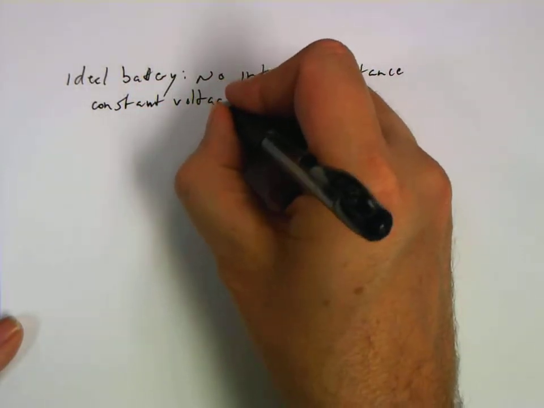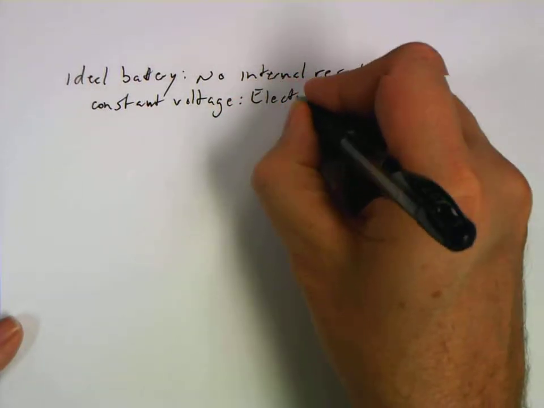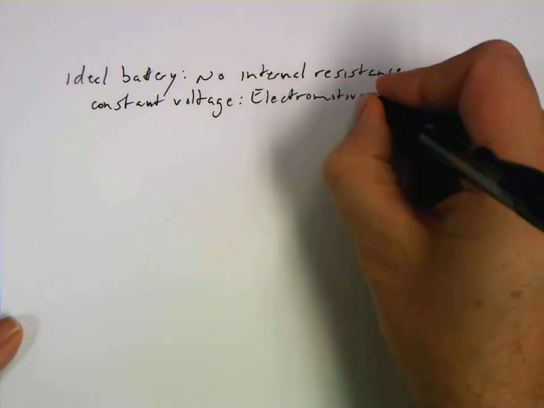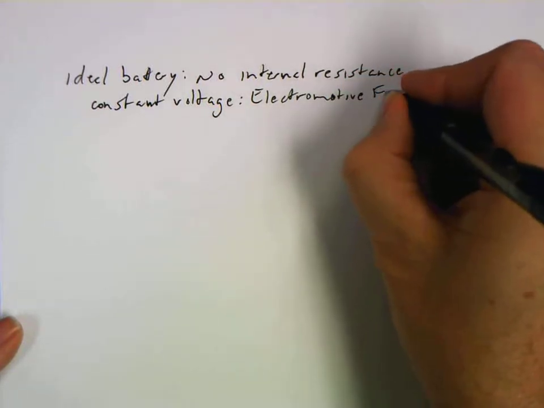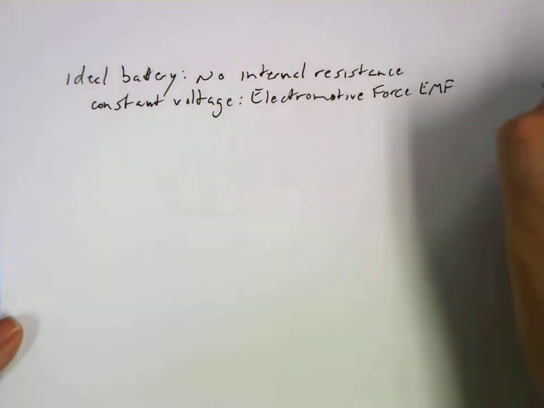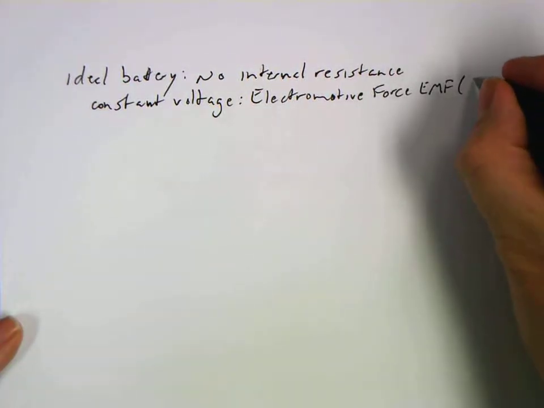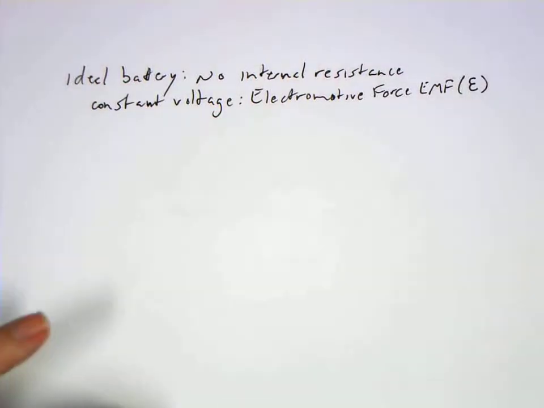Constant voltage, which we call an electromotive force. Now, electromotive force, sometimes abbreviated EMF, or as we symbolize it with just an epsilon, an electromotive force is what is pushing your electrons along. It is what supplies your voltage. It is an ideal voltage, right? And it does not change.